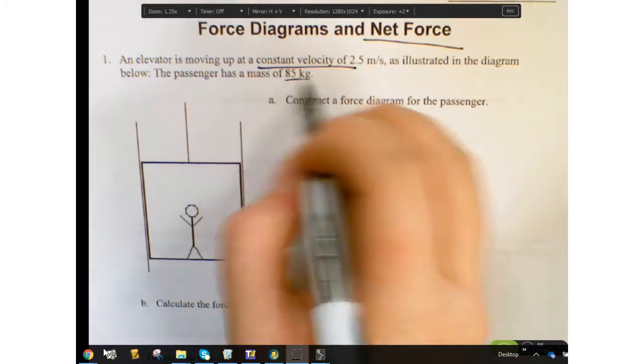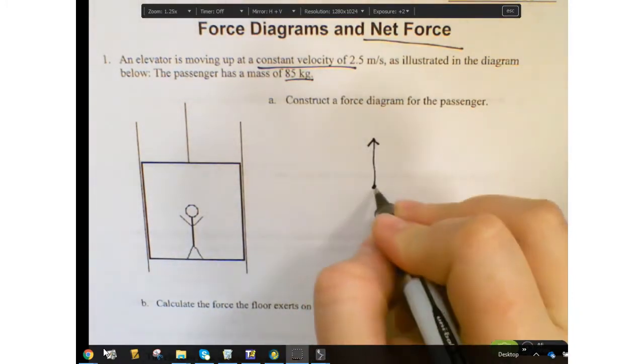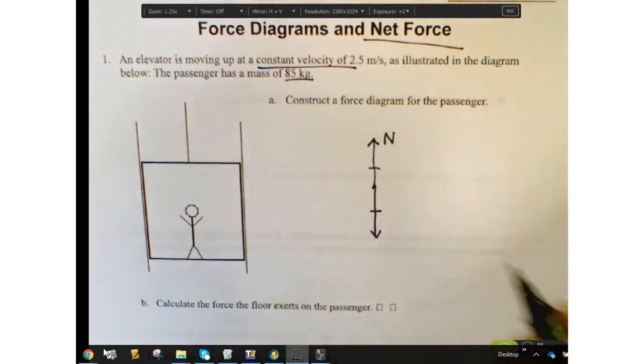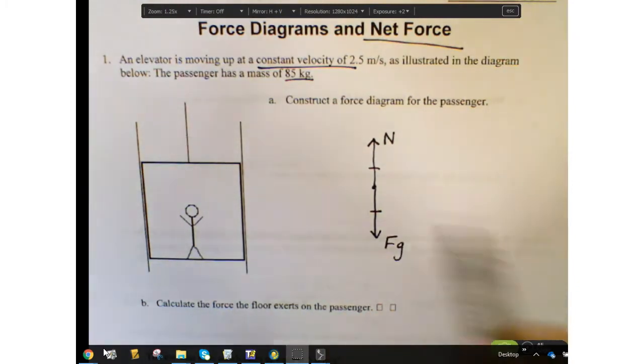An elevator is moving up at a constant velocity of 2.5 meters per second. The passenger has a mass of 85 kilograms. The constant velocity tells me that my forces are balanced. I'm going to have a normal force on the person and a force of gravity on the person.